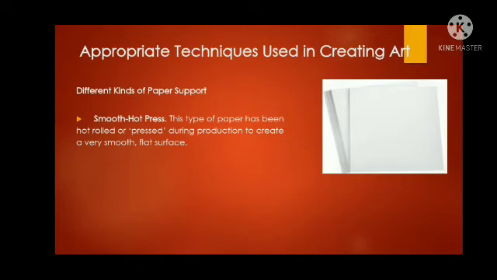Then we have the smooth hot pressed. This type of paper has been hot ruled or pressed during the production to create a very smooth flat surface. Hot press paper has a fine grained, smooth surface with almost no tooth. Paint dries very quickly on it.